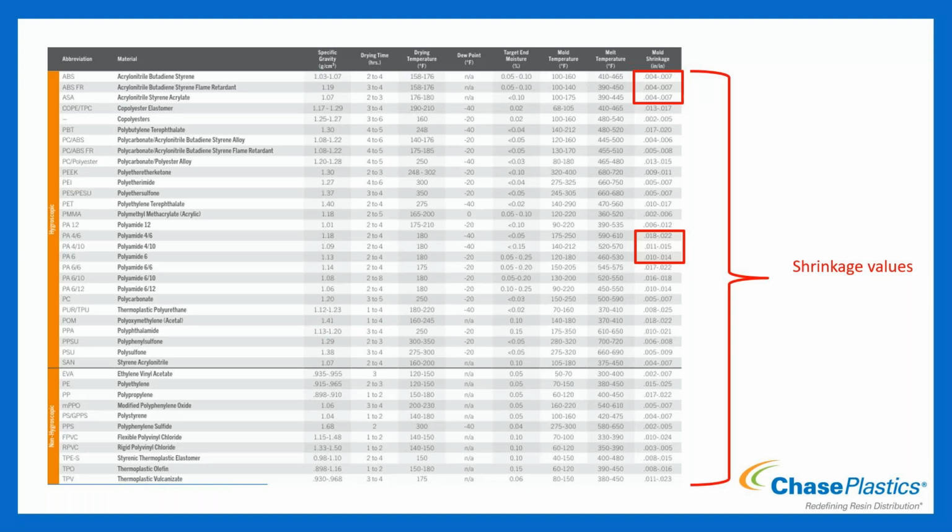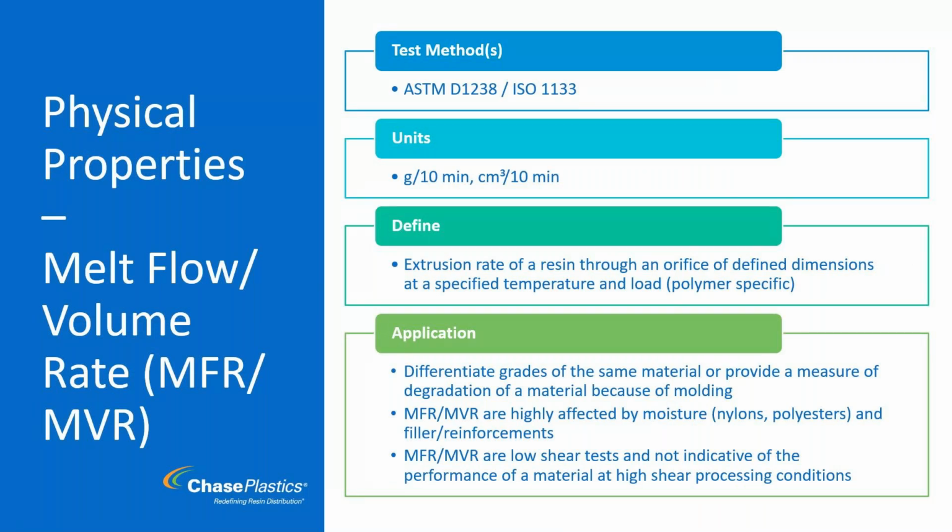So we want to make sure we're understanding the shrink values. Your tool makers are certainly going to need to know that when they go to make it, but you do have quite a bit of difference in shrink between the different types of materials. Okay, and then I believe the last one for physical properties that I'm going to cover is going to be your melt flow or your melt volume rate.